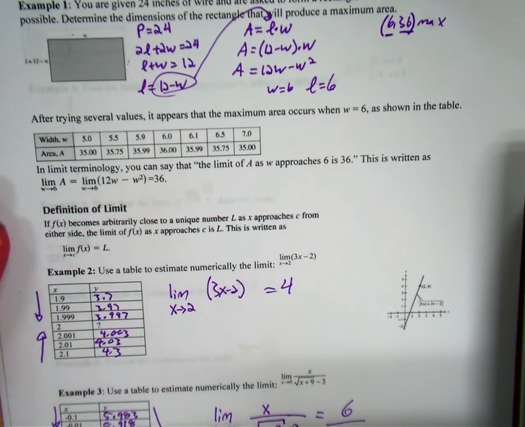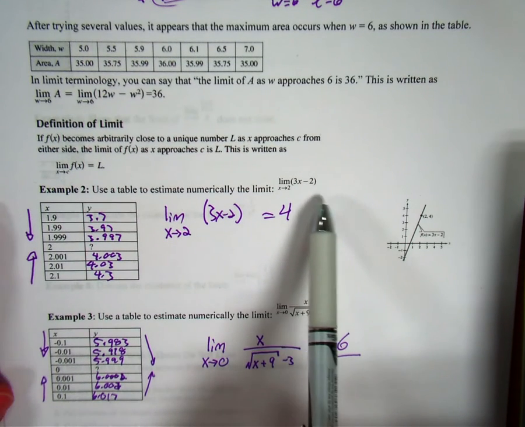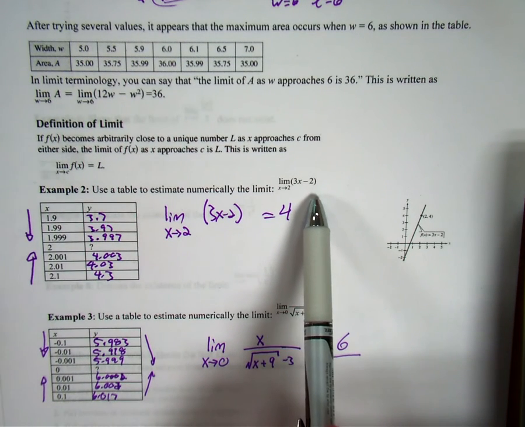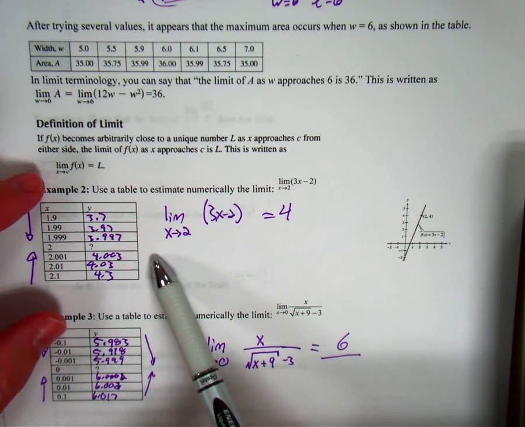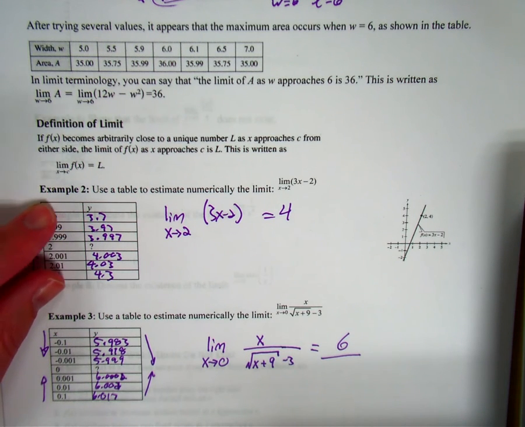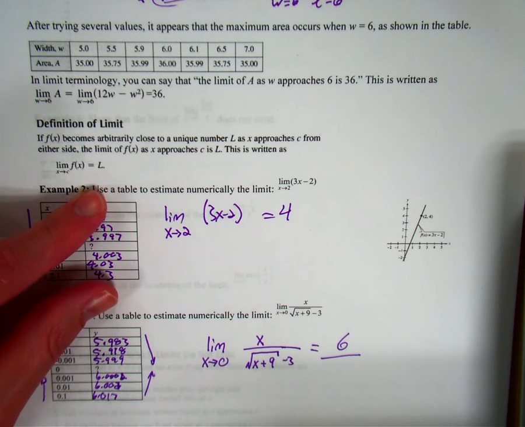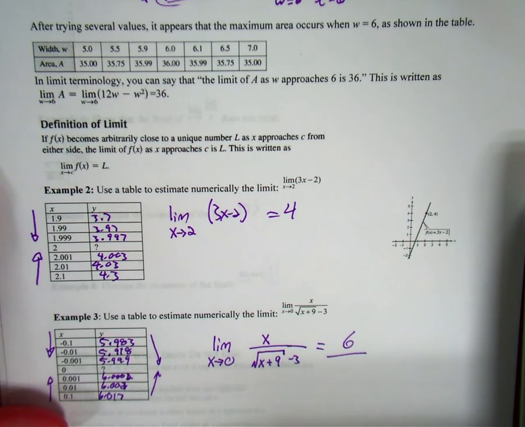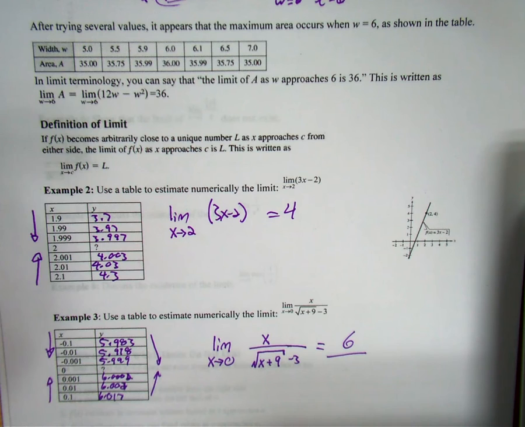Then we looked at finding the limit for a linear function, 3x minus 2. We wanted to find the limit as x goes to 2. So we made this table, and we saw that as we got closer and closer to 2 from both sides, our y values were converging on 4. This one would have been easy just to direct substitute: 3 times 2 minus 2 is going to give me 4.